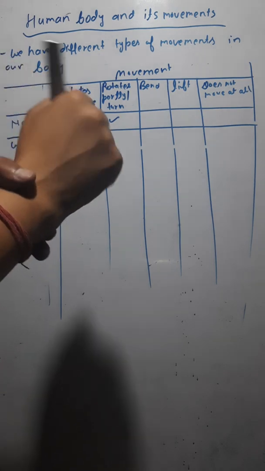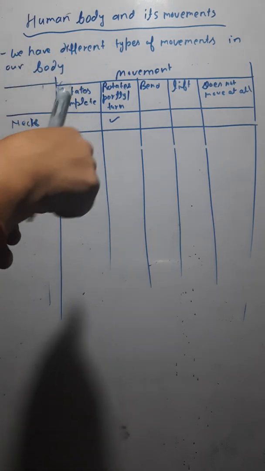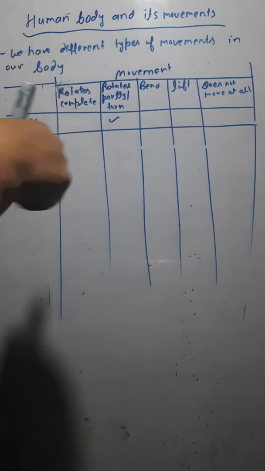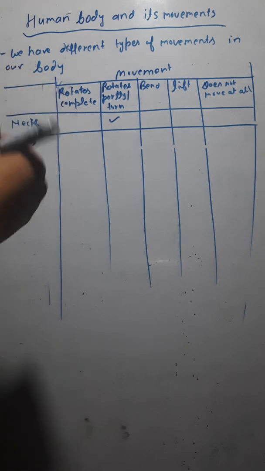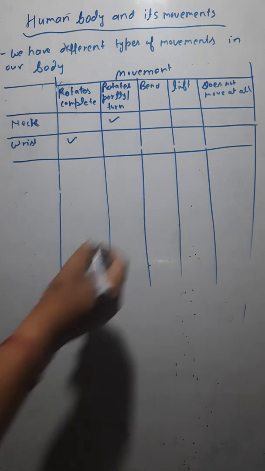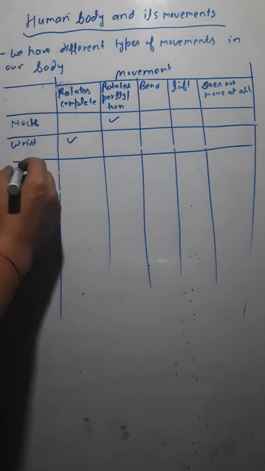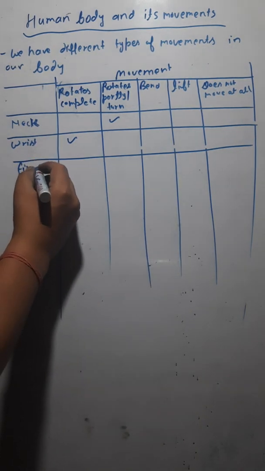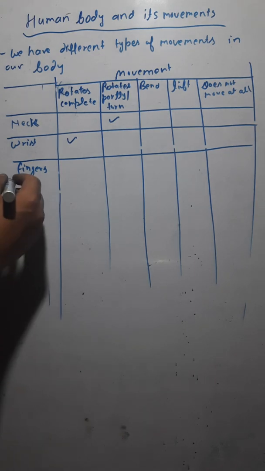Here you have the wrist. So can you rotate it? Yes, you can rotate it completely. So you would tick here. Okay. Then you have the next part, that means the fingers, which again you can rotate.